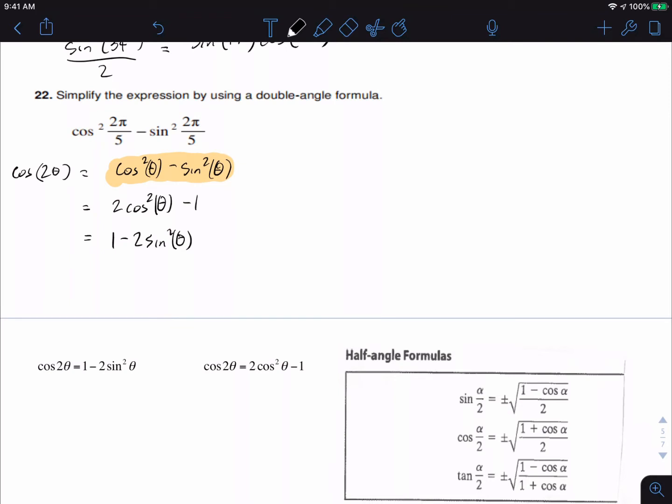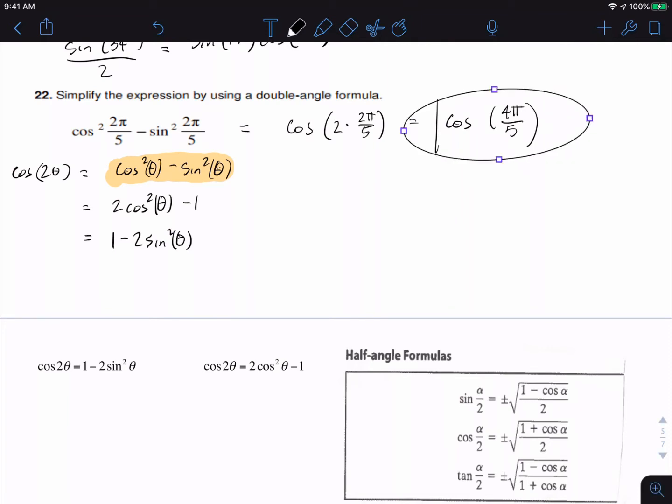And so if we use that, don't we get, our angle in this case is going to be 2 theta over 5, correct? So then that thing is going to equal cosine of 2 times 2 theta over 5. And so that's going to give us an answer of cosine of 4 theta over 5. And that is, well, that's terrible. That is our answer.